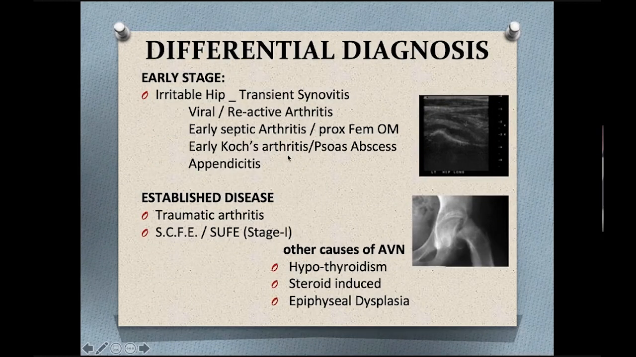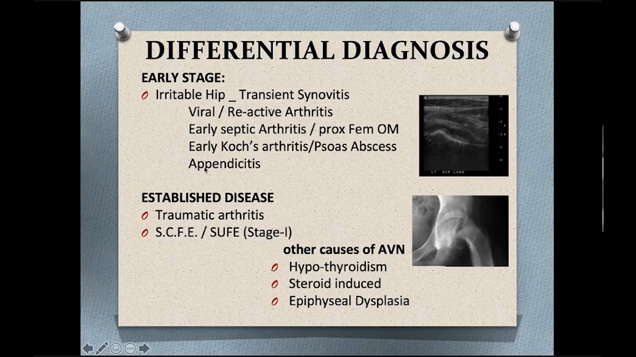So how to diagnose this? We have multiple diagnostic tools. In the early stage, it presents like a transient synovitis, which we call an irritable hip. And this irritable hip can be a reactive arthritis. It can be a viral arthritis because of a viral infection. It produces synovitis and transient synovitis, which is self-limiting. Sometimes very early osteoarthritis, early septic arthritis, and in the proximal femur, metaphyseal osteomyelitis at very early stages may lead to a synovitis, which we call an irritable hip. So this is the differential diagnosis.